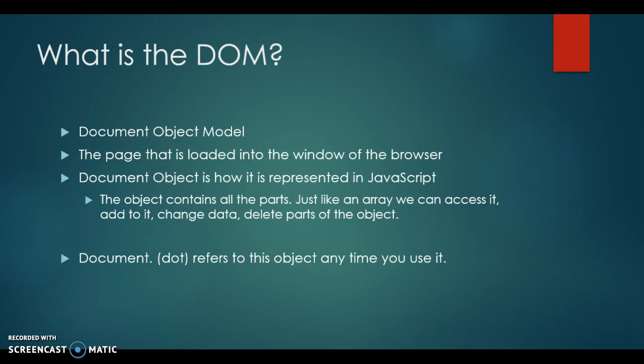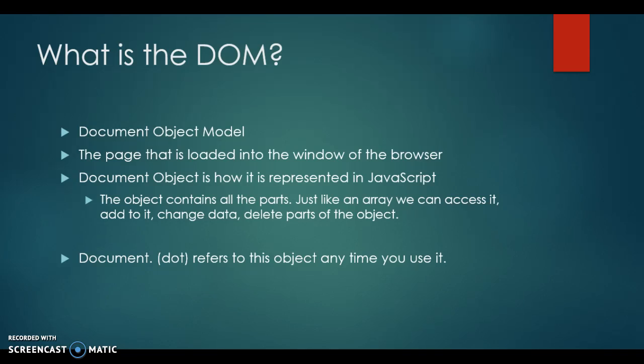DOM stands for Document Object Model, and I didn't really quite conceptualize this until I really had to focus on understanding what it is. So really, in essence, it's the page that's loaded in the window browser. The document object is ultimately an object in JavaScript itself.